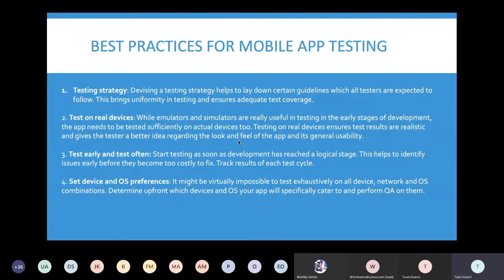Now, another thing that you need to do as a tester is to always test early and test often. When there's a change or a new deployment of code, you need to carry out regression testing.